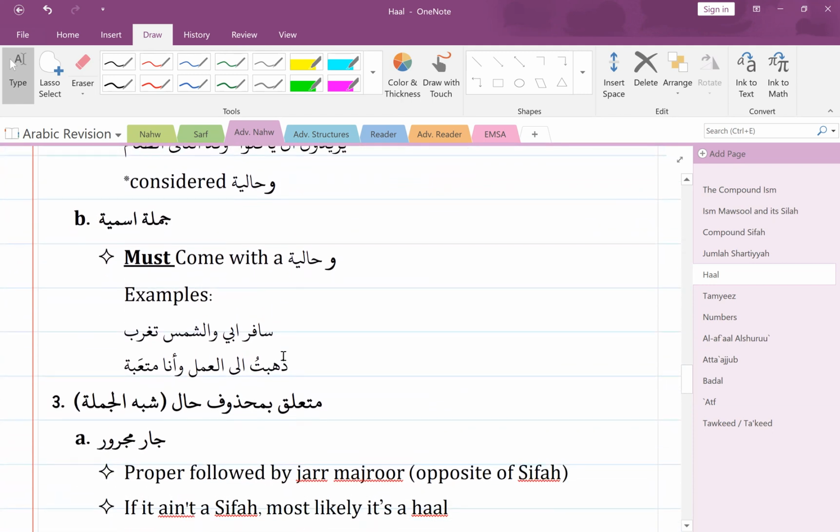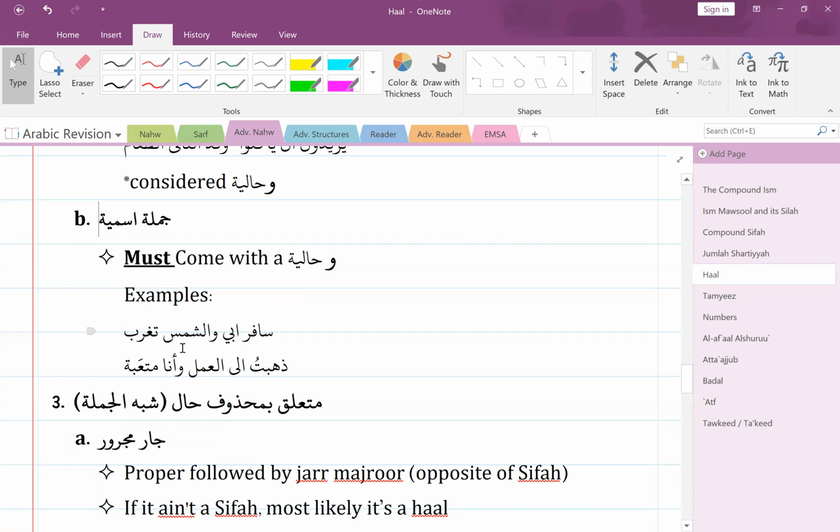Then we come to the second kind of jumla, which is a jumla ismiya. You're familiar with that. And with this part, you have to have a waw haliya. It has to come. Okay. Whatever happens, it has to come. You have to have a waw haliya. So for example, سافر أبي والشمس تغرب. My dad traveled while the sun was setting. Okay. Or ذهبت إلى العمل وأنا متعبة. I went to work while I am tired.